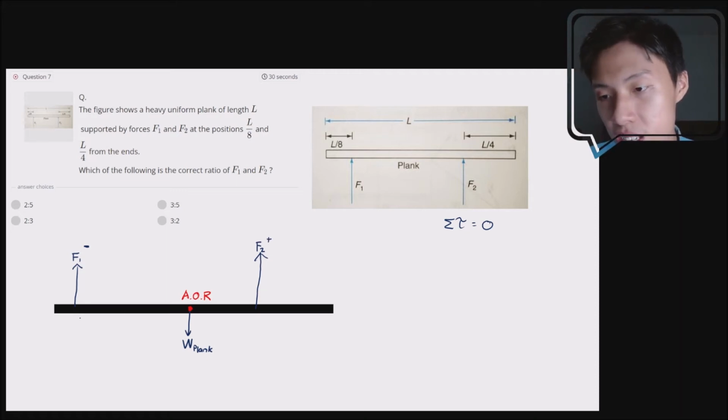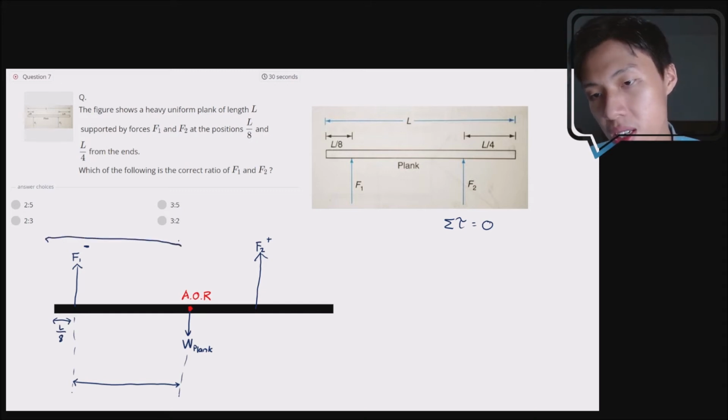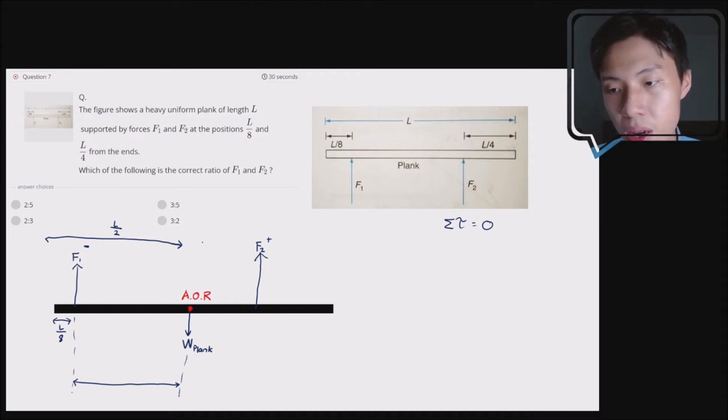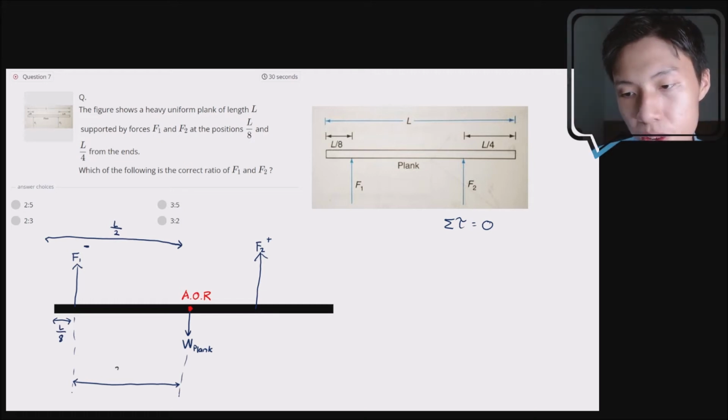Then the distance from the axis of rotation, you know that this is L over 8. And you know that because this is from the center, and this is L over 2, right? Okay, so L over 2 minus L over 8, what you get is 3L over 8.